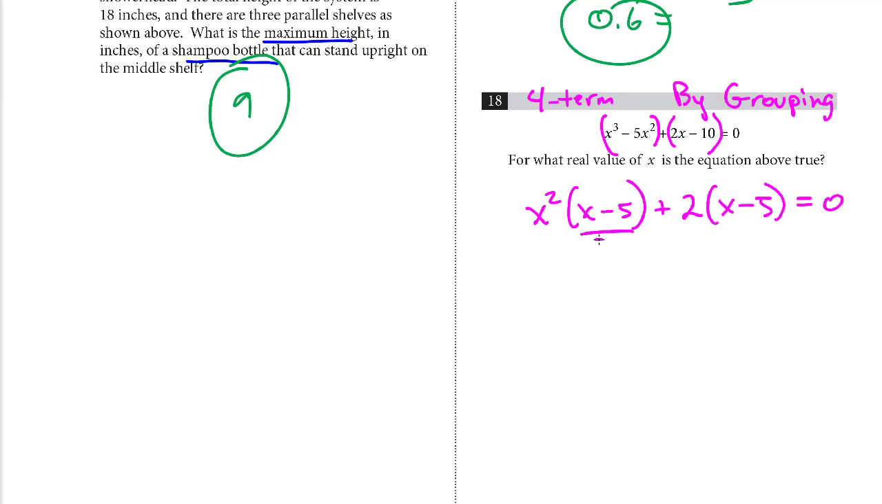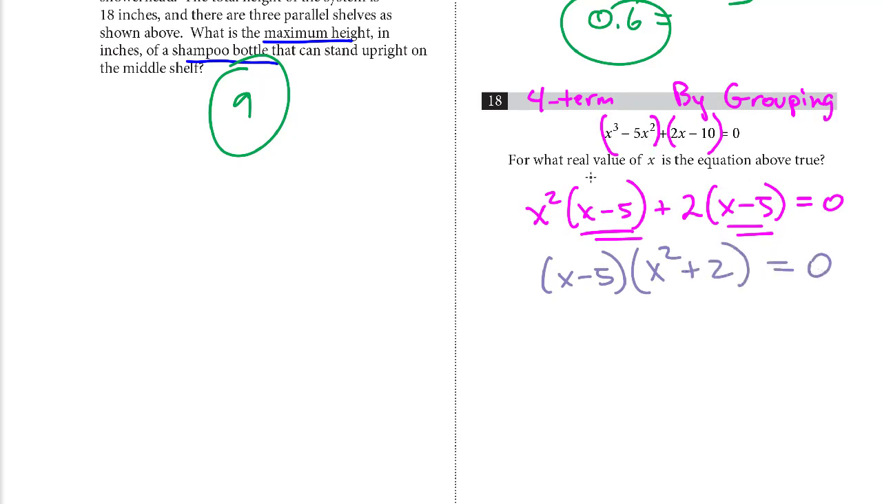The nice thing is the values in parentheses are the same. That means this can be factored. Okay, so how do we go about that? Well, let's put this back together. I'm going to factor out now x minus 5. That's a common factor between both terms. Leaves me x squared plus 2 all equals 0.